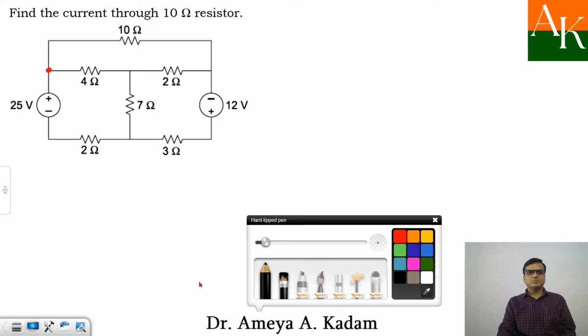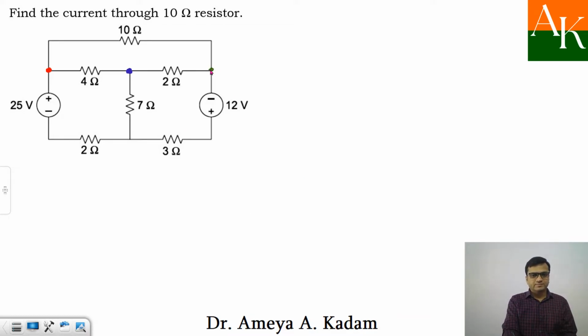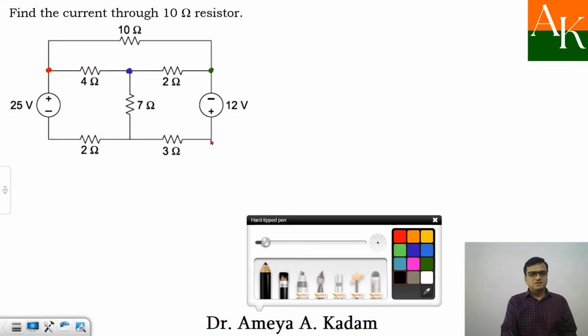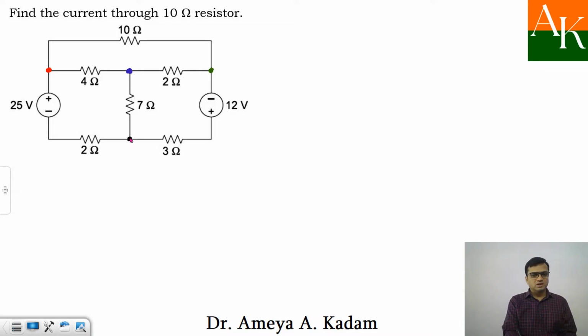A node is a junction where more than two elements are connected. So this is the first node, the second node is over here. You can even identify the third node over here. Can this be a node? No, only two elements are connected, so this cannot be a node. So the other node is over here.